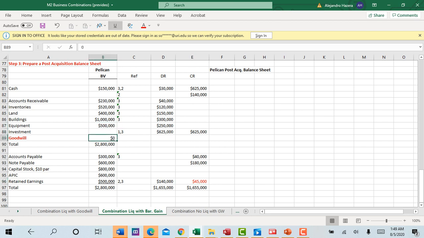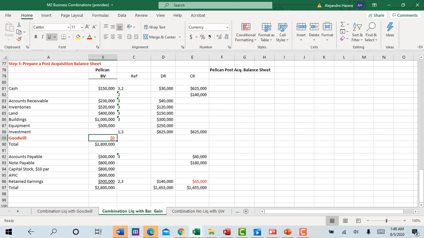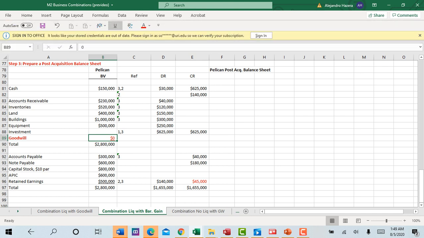Okay, so I could even do this. See if there's a way to. No. Anyway, forget I had a little thought there. So this is the total. This is the balance sheet that Pelican would present to its shareholders, and it would be called something like 10K Pelican, the balance sheet of Pelican Company and subsidiary, or something like that.